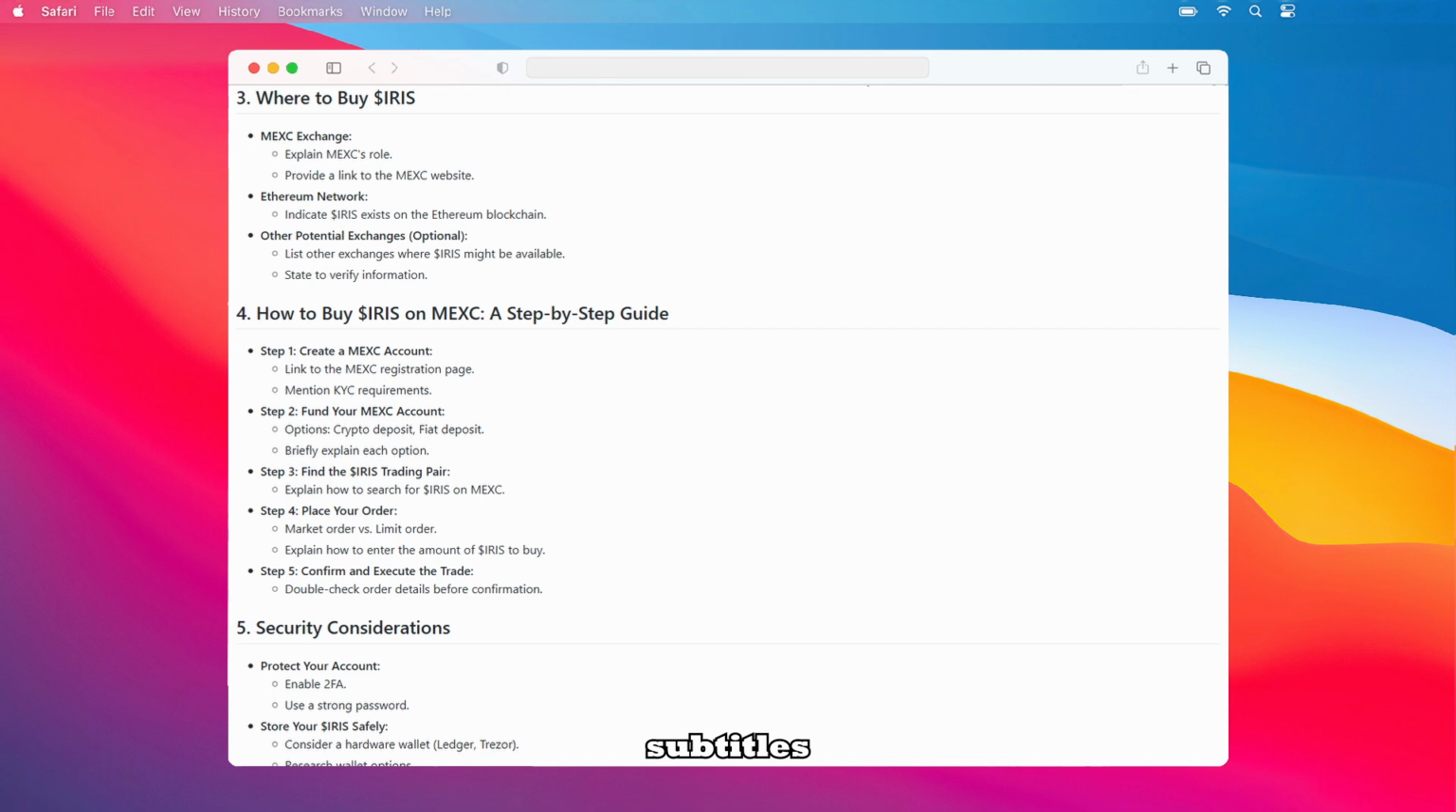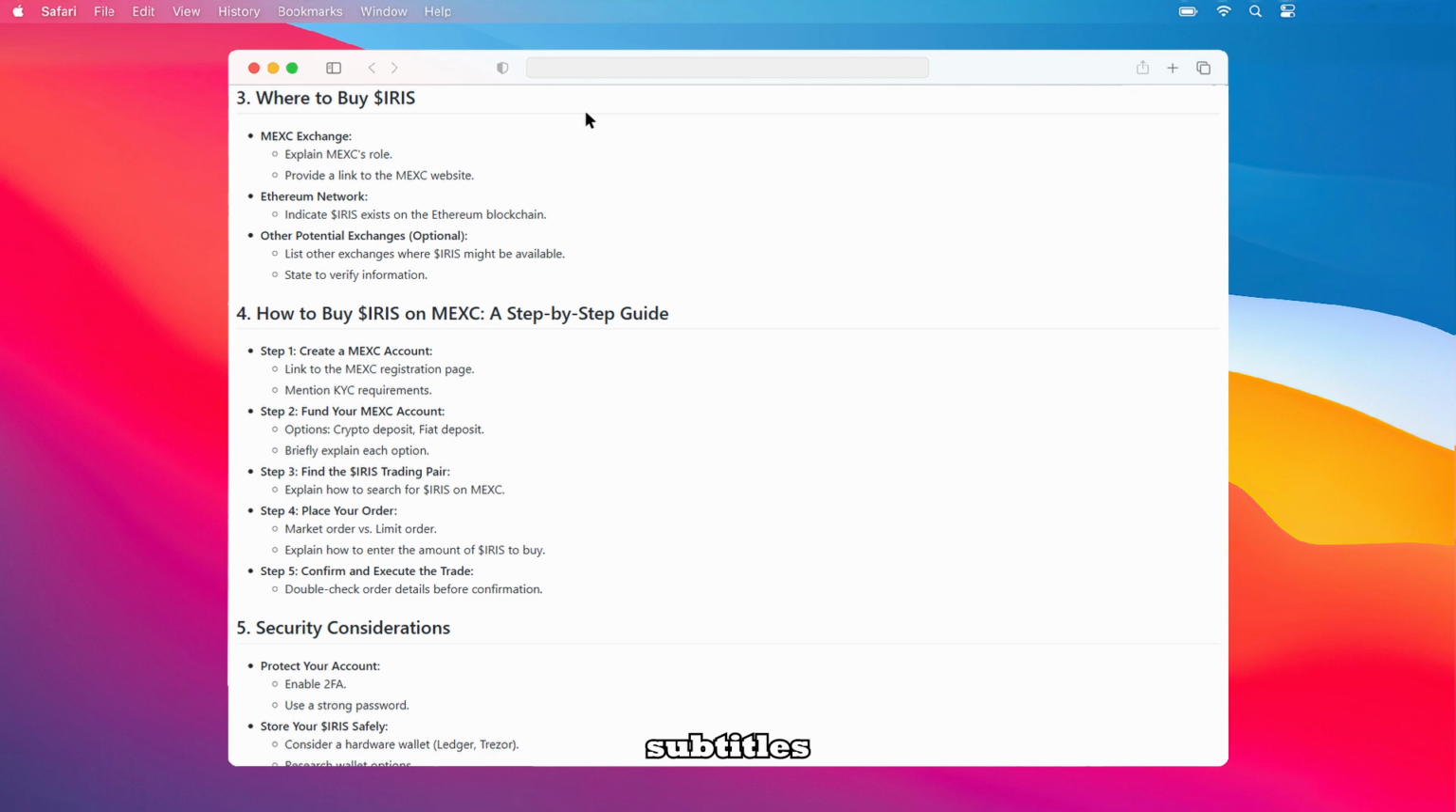Let's get into how to buy $IRS on MEXC. First, create a MEXC account using the link in the description and be aware of any KYC or Know Your Customer requirements. Next, fund your MEXC account, either through a crypto deposit or a fiat deposit, which are transfers of cryptocurrencies or government-backed money respectively.